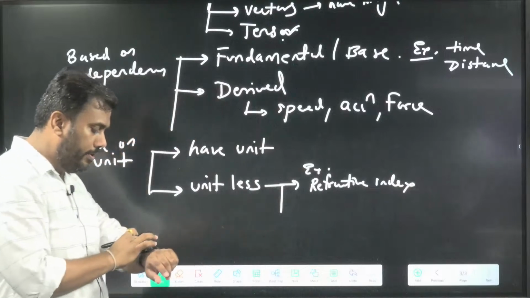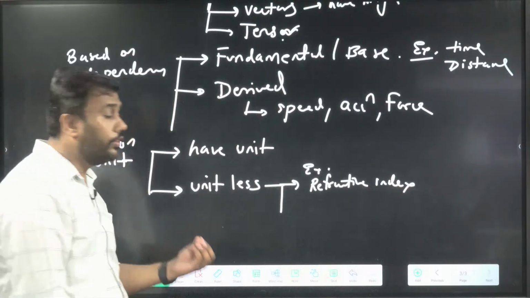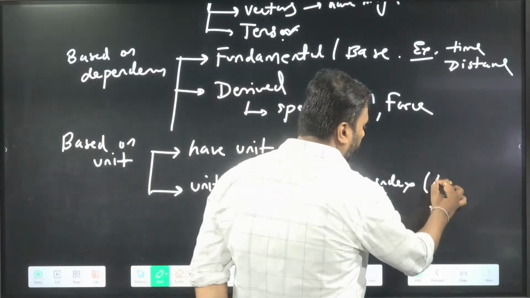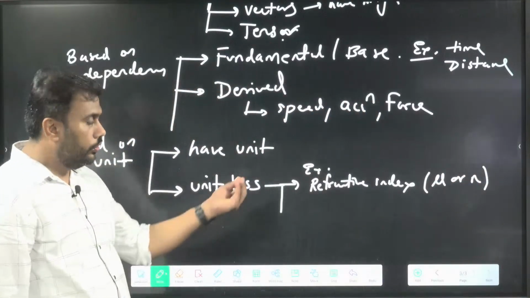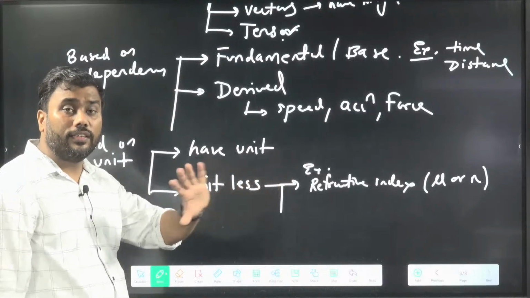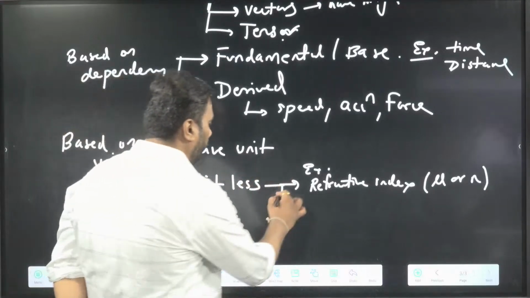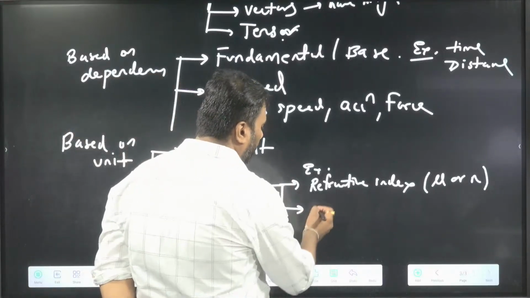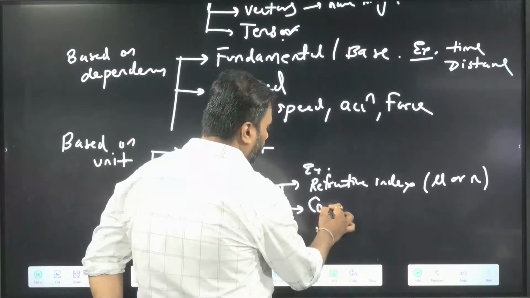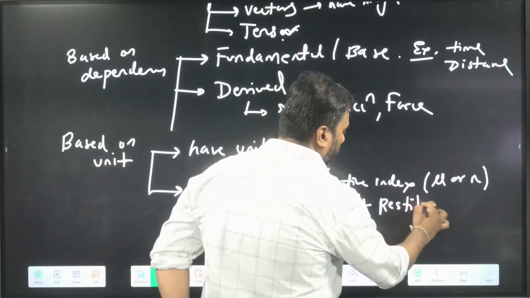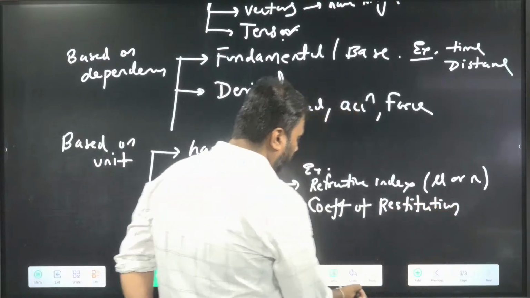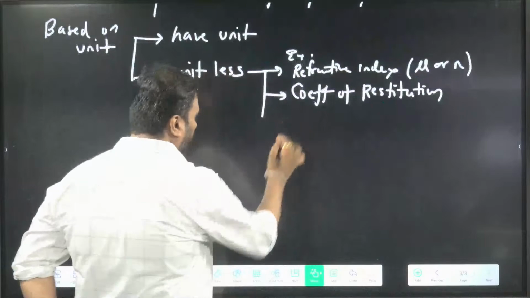Refractive index of glass, refractive index of any material, mu, or sometimes they represent refractive index by n. So this refractive index is a unitless physical quantity. There are many more examples of unitless physical quantities. Coefficient of restitution. This is again a unitless physical quantity.